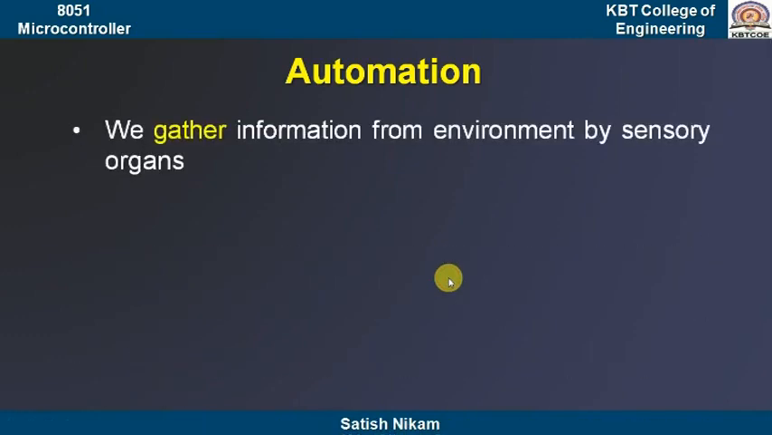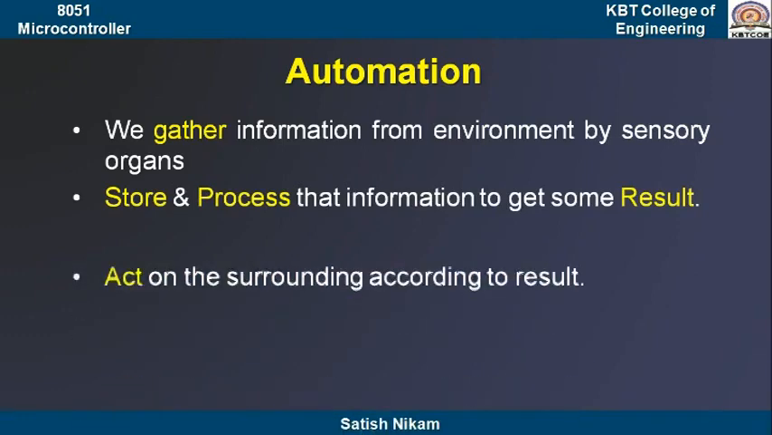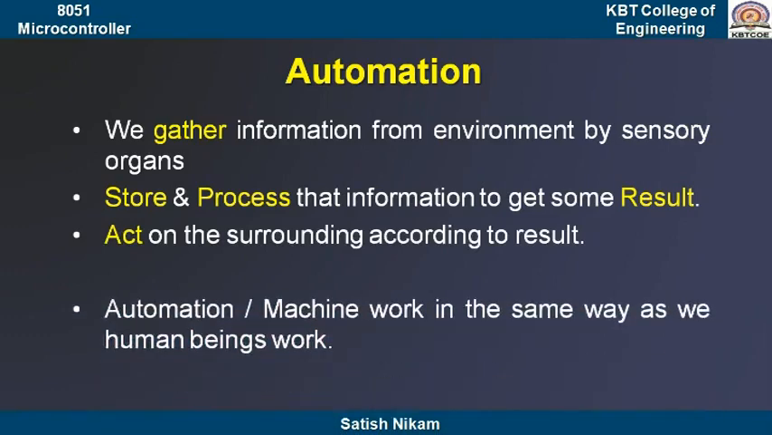In short, we can say we gather information from the environment by sensory organs, we store that information, and we process that information to get some result, and according to the result we act on the surroundings. In short, automation or machines can work in the same way as we human beings work.